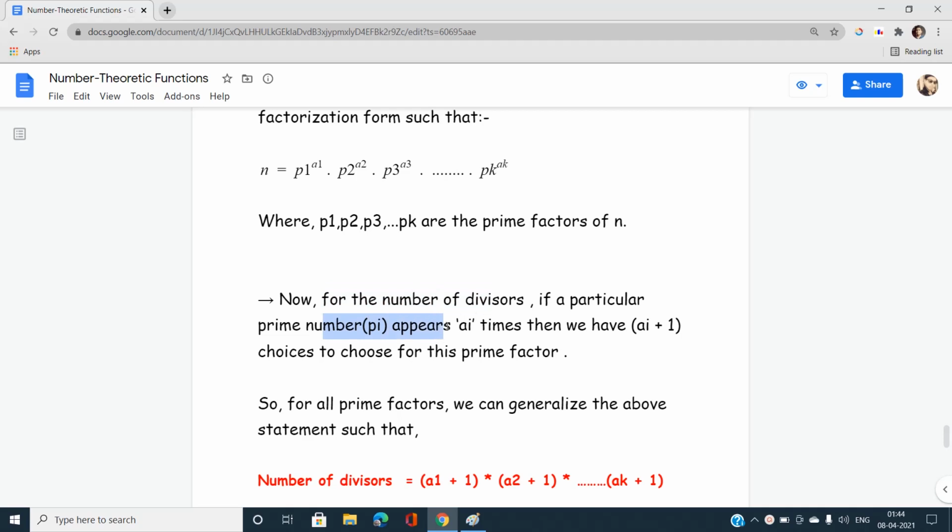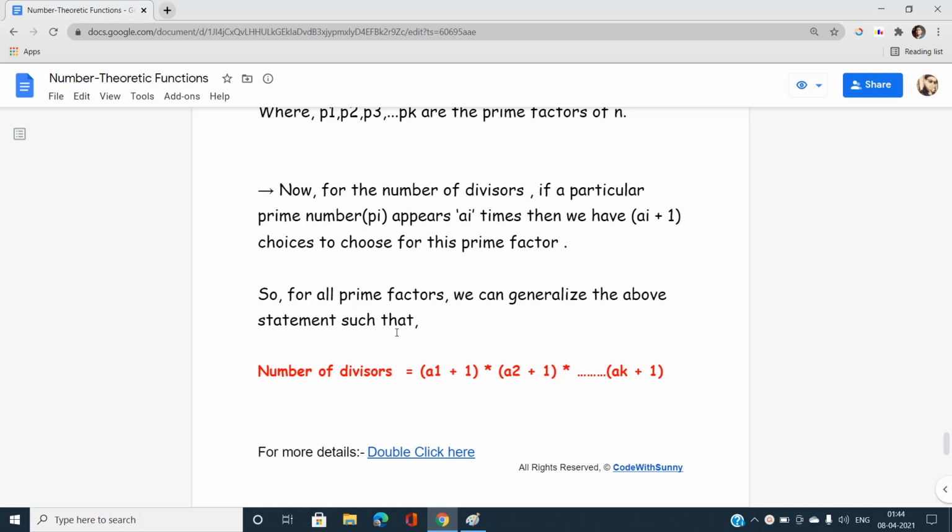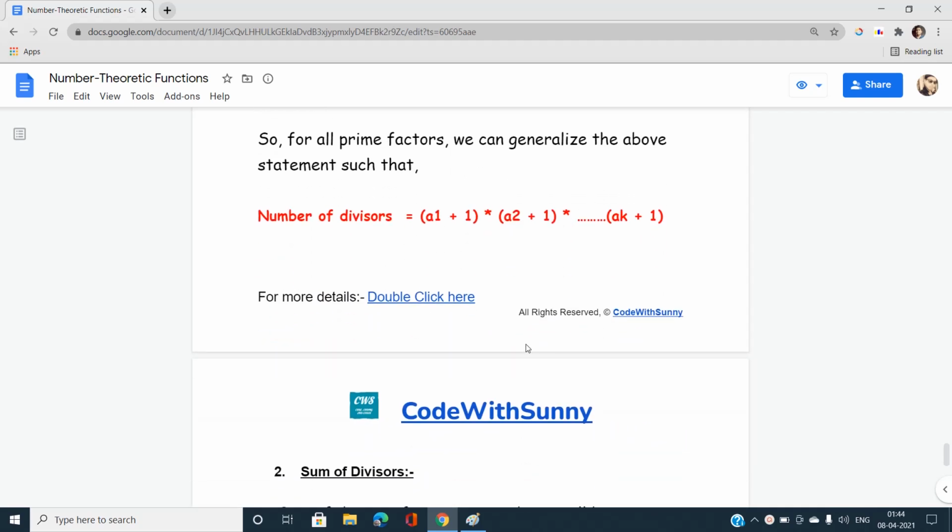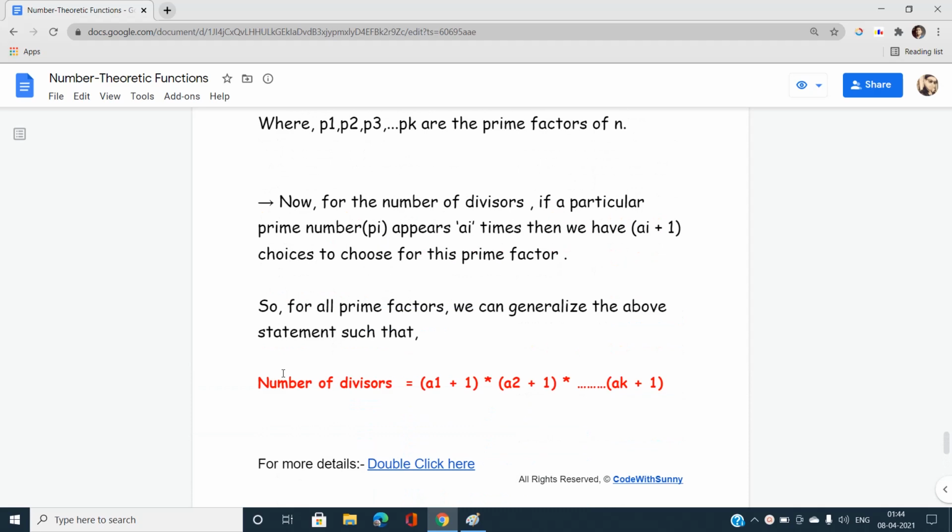So you can easily see that for the number of divisors, if a particular prime pi appears ai times, then we have ai plus 1 choices for this prime factor. For all prime factors, we can generalize the above statement such that the number of divisors will be given by a1 plus 1 into a2 plus 1 and so on up to ak plus 1. So this is basically the formula for the number of divisors.